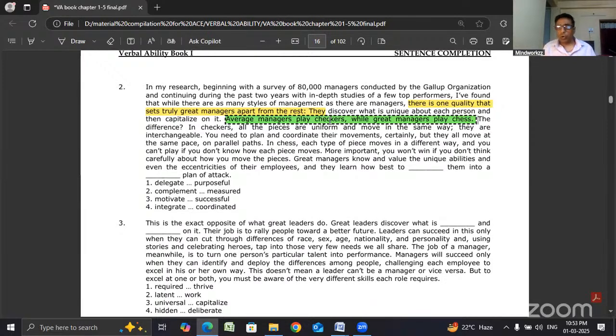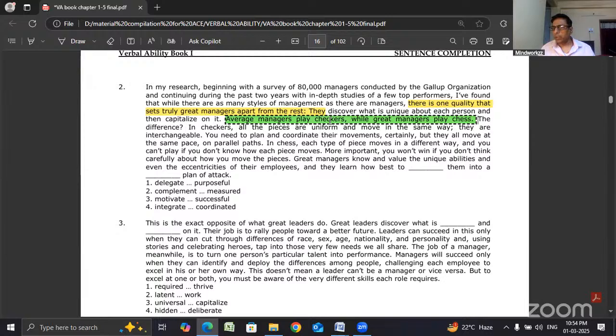Are we supposed to know the difference between playing checkers and playing chess? Is it a test of knowledge about chess and checkers, or am I supposed to know what the author tells me? Remember one thing, a very important point. CAT is not going to test your knowledge about the difference between checkers and chess. But yes, if the writer tells you what the difference is, then you cannot apply your own knowledge of the difference.